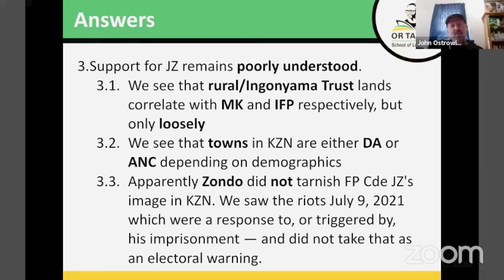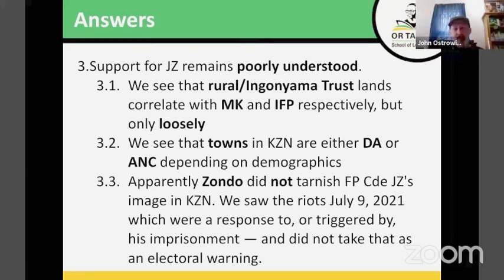And then the third point that interests me is that apparently Zondo did not tarnish former President Comrade Jay-Z's image in KZN. So the question is, why did that not happen? And we saw when he got arrested for contempt of court, we had all those riots on July 9th, 2021. There was a response to his being arrested, and they were triggered by that. We didn't take that as a warning, and we should have taken that as a warning when we saw the level of support that Comrade Jay-Z had.